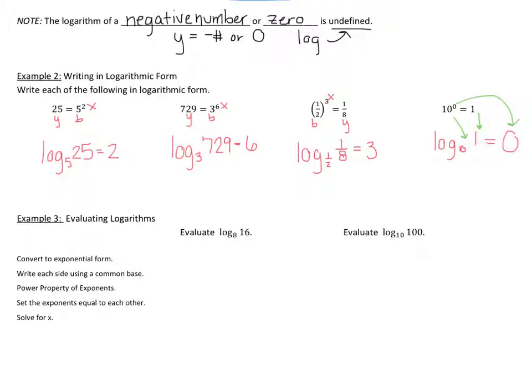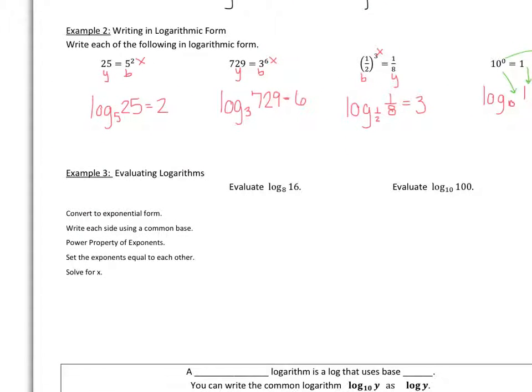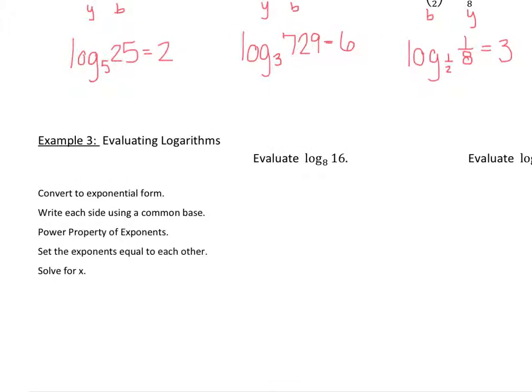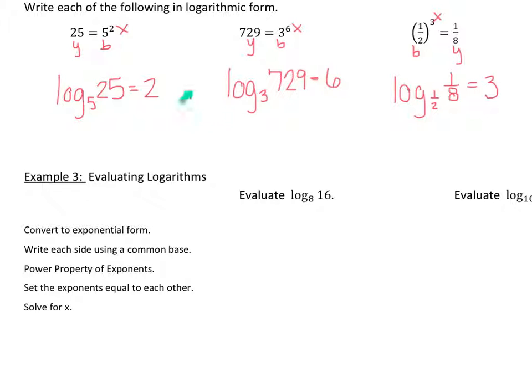In example 3, we're going to evaluate our logarithm. So we're going to figure out what the answer is. Okay, we only have the first part. Now we'll figure out what the answer is. You can do this a couple different ways, but we are going to convert it to exponential form. So we're going to do the opposite of what we just did. So we'll say that this equals x.